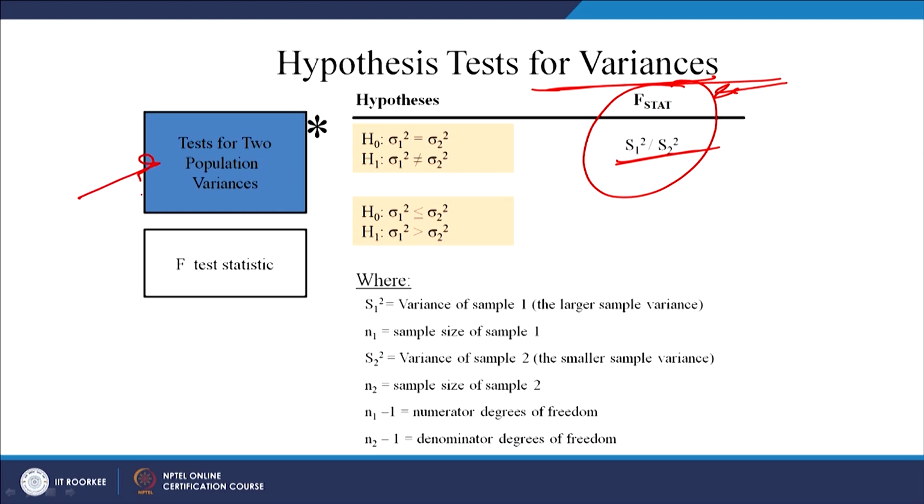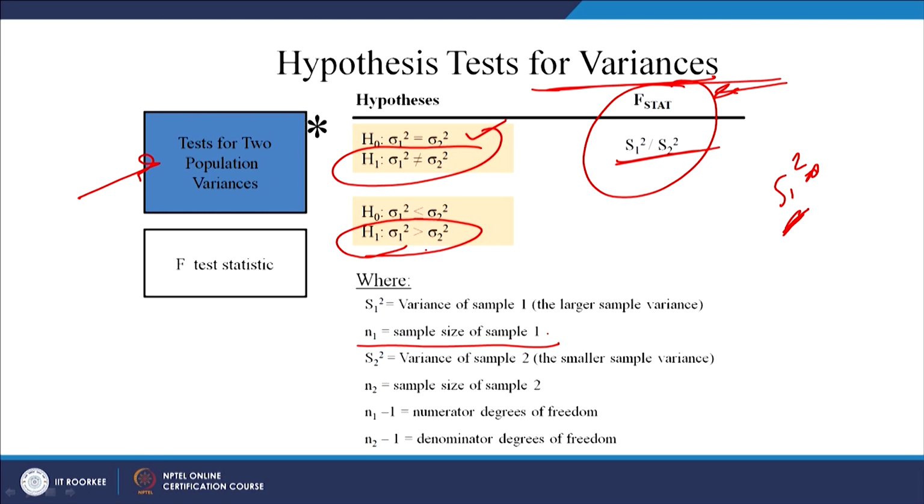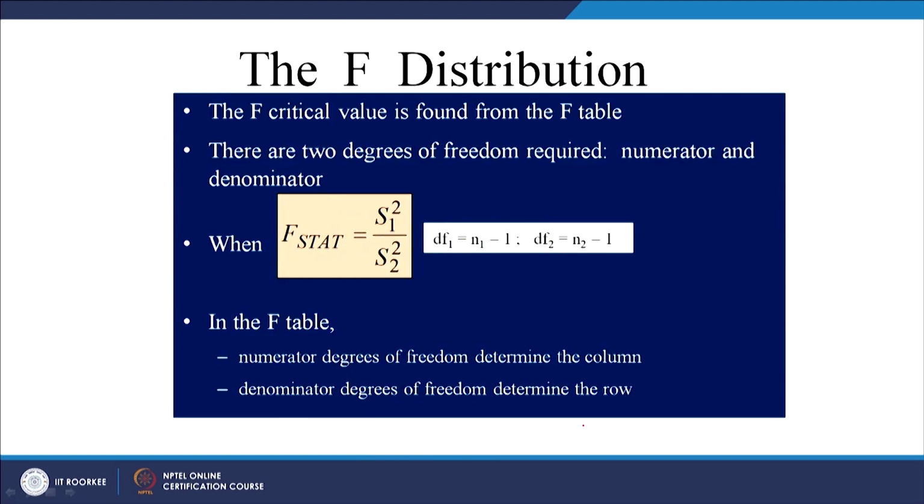So, you can have a test for population variances, you can have a null hypothesis like this, an alternative like this, and you can have another alternative hypothesis like this, isn't it. Where S1 square is the variance of the first sample, n1 is the number of units in the first sample or sample size for the first sample, and n2 is the sample size for sample 2, S2 square is the variance for the second sample, n1 minus 1 is the numerator degrees of freedom, and n2 minus 1 is the denominator's degrees of freedom, right.